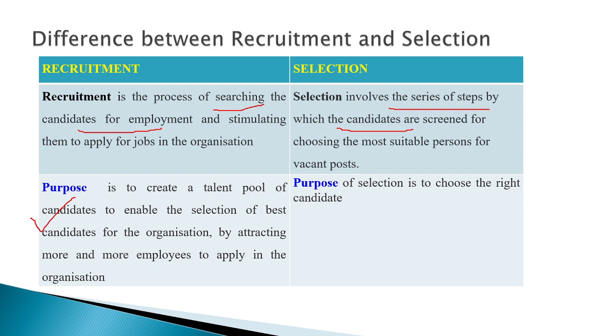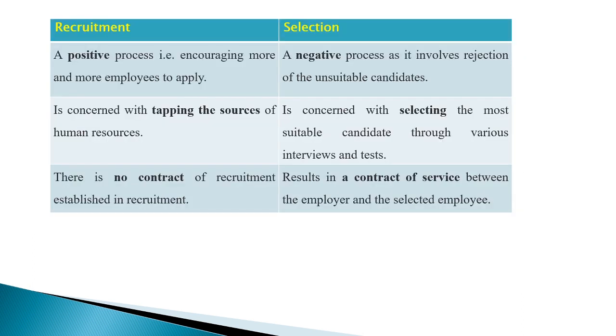This being, as I said, a slight difference between the two, going on further, we can definitely say that recruitment is a positive process. Why? Because we would want to add to the numbers of our talent pool. Whereas selection is a negative process, because when we are screening the applications and picking up the best ones amongst that pool, we are rejecting the rest. When there is rejection, it becomes a negative process. So recruitment is positive, selection is a negative process.